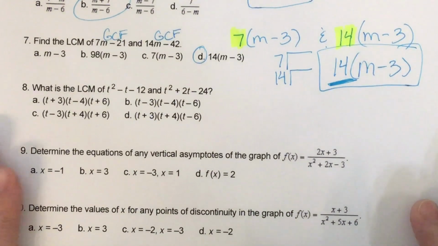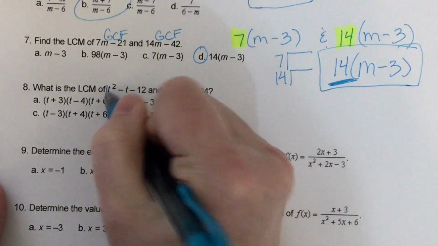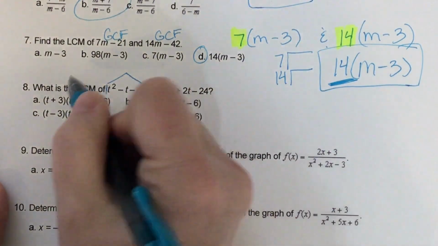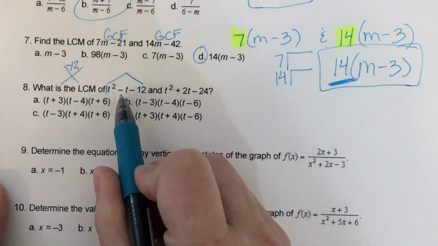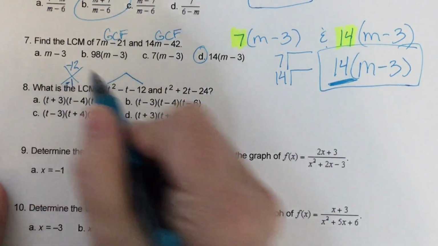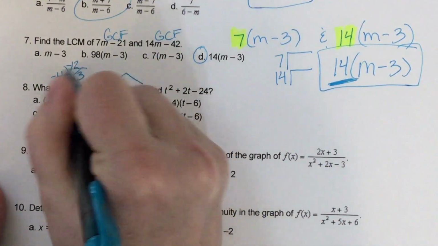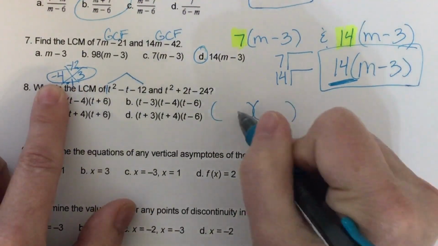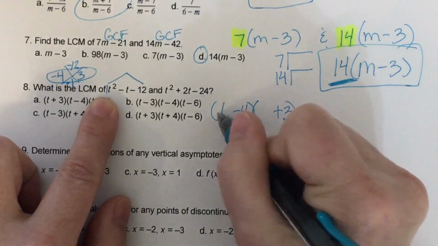Okay, number 8's the same, except these guys, instead of having GCFs, are A times C rooftop, the easy one. So A times C here is negative 12. And you want the numbers to add to make the negative 1 that's in the middle. So the two numbers that do that are negative 4 and positive 3. So it's going to be 2 parentheses, negative 4 in the back, positive 3 in the back. To get t squared, it's t and t in the front.